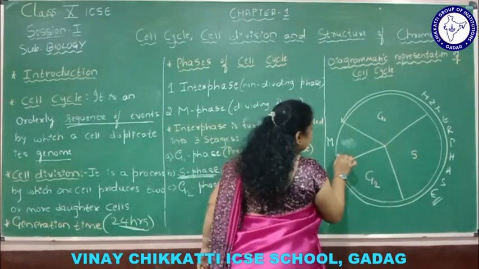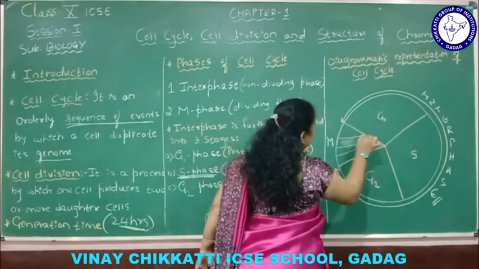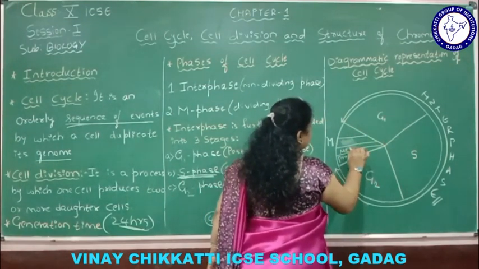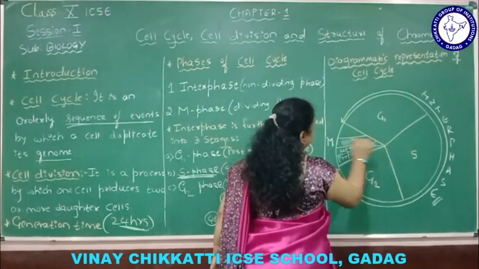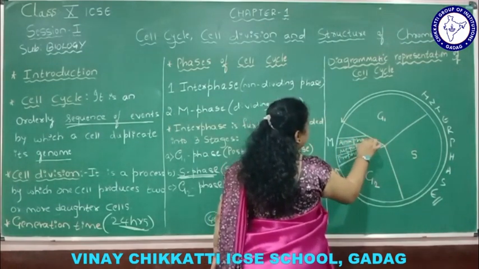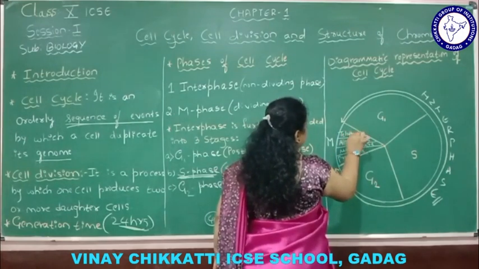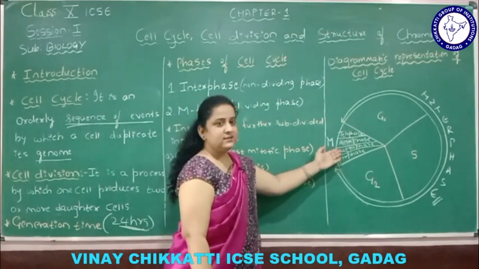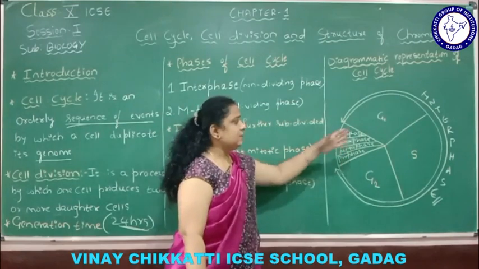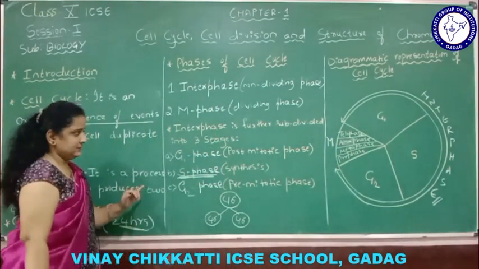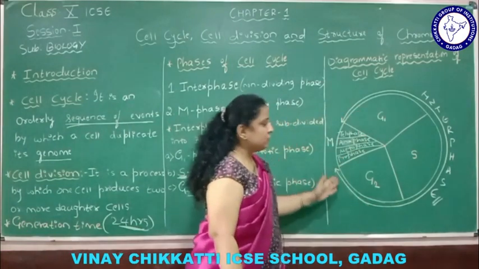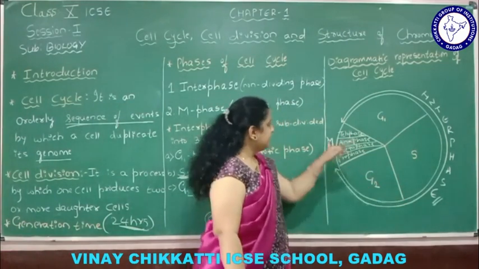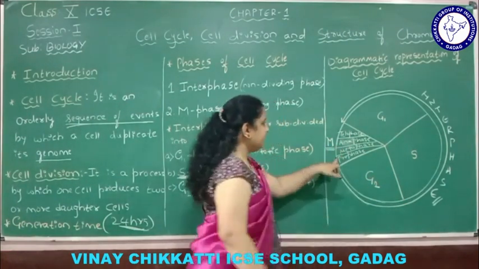This M phase is further divided into 4 stages, that is prophase, metaphase, anaphase and telophase. M phase consists of 4 stages: prophase, metaphase, anaphase and telophase. We will discuss this a bit later, in M phase. So this is the diagrammatic representation of the cell cycle. G1, S and G2 come under interphase and the next is M phase, or the dividing phase.